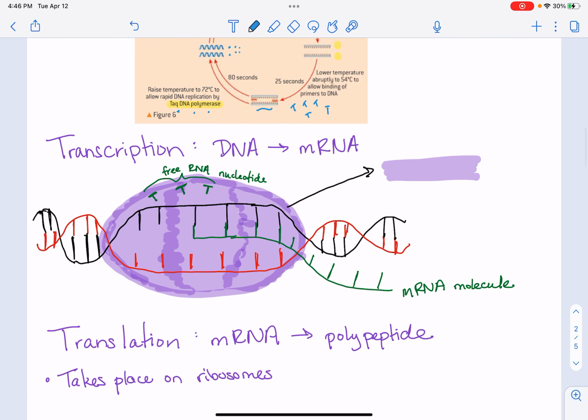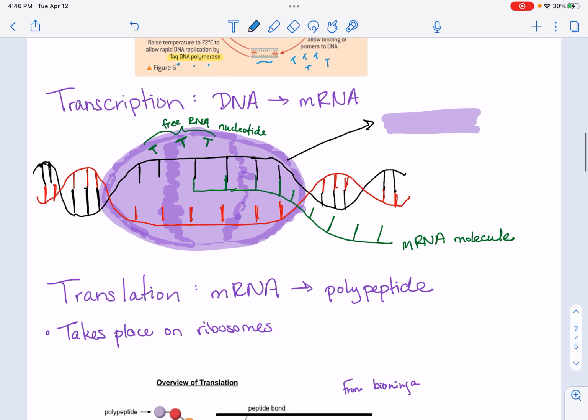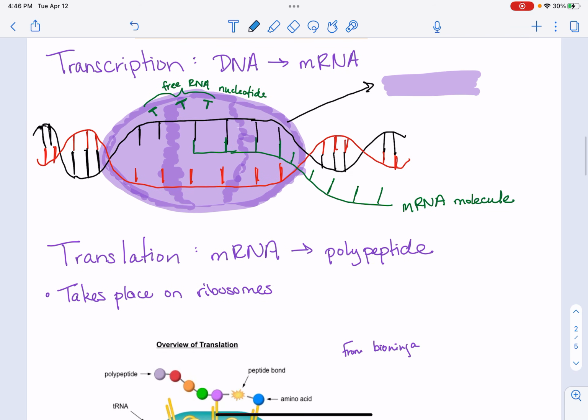Okay, so that is DNA replication, going into transcription and translation. So transcription and translation is basically DNA is transcribed into mRNA. mRNA is messenger RNA. And then that messenger RNA is translated into a polypeptide, which will eventually become a protein. So transcription and translation is the process of going from DNA to a protein. So it's the synthesis of a protein, essentially.